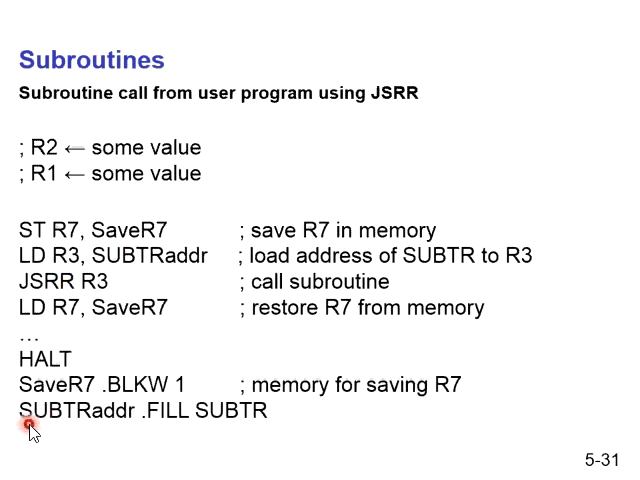Then when you use JSRR, we go to the subroutine, or we call it, and then when we come out, we load R7 from Save R7. We restore it back to R7, so we can use it in the calling program over here. And now we go to the example to multiply two values, two positive integers.